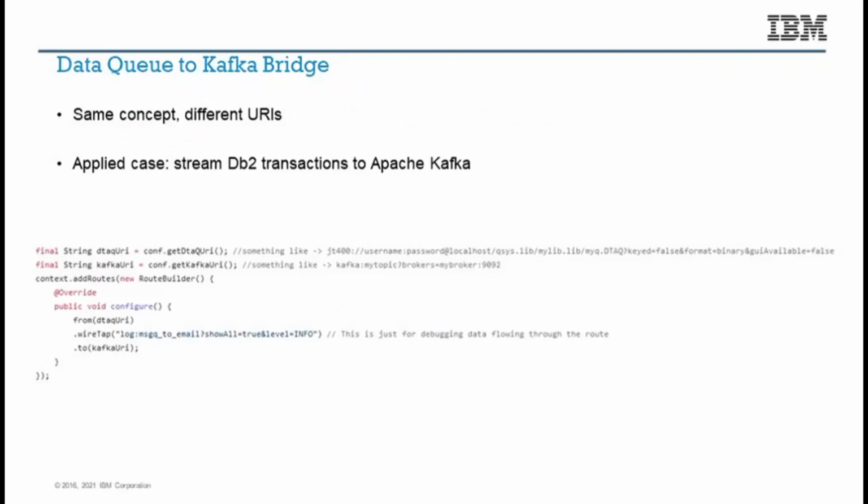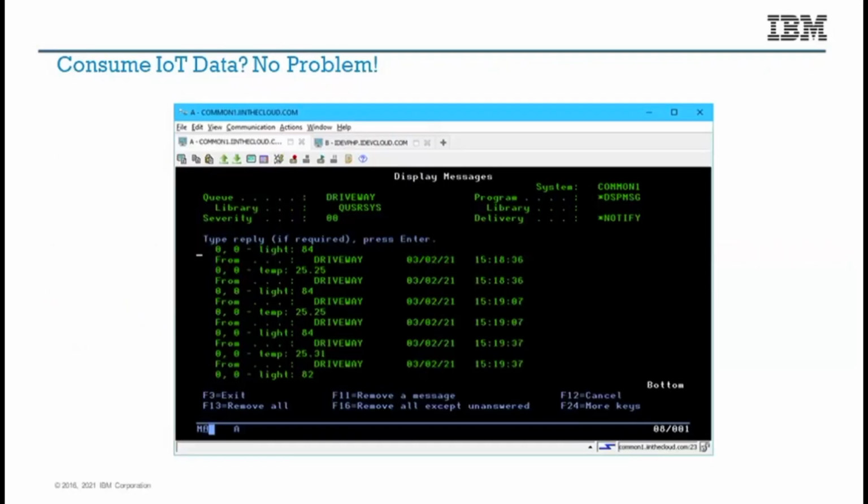Another simple little 2 endpoint thing is a data queue to Kafka bridge. So we're talking about Kafka today. A very common applied use case here is this can be used to stream database transactions in real time to Apache Kafka, because you can now have database triggers that write to a data queue. And so you can be processing those transactions in real time, sending them to something like Apache Kafka.